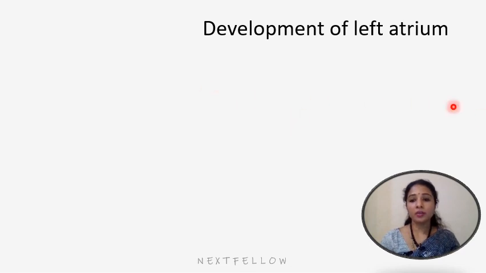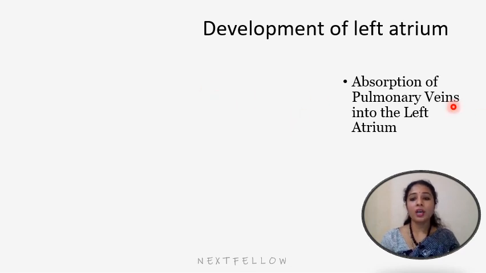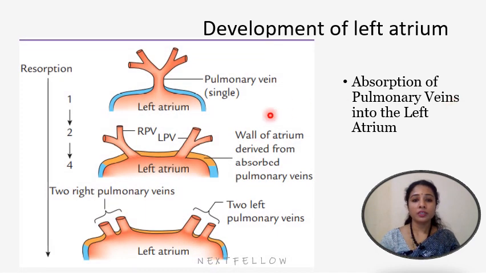So let us discuss the development of the left atrium, the absorption of pulmonary veins into the left atrium. We can see how the pulmonary veins, initially a single one. Initially a single large pulmonary vein opens into the left atrium, and it then divides into right and left pulmonary veins. Each of the right and left pulmonary veins further divides into branches before entering the corresponding lung. In this way, the four pulmonary veins are formed.